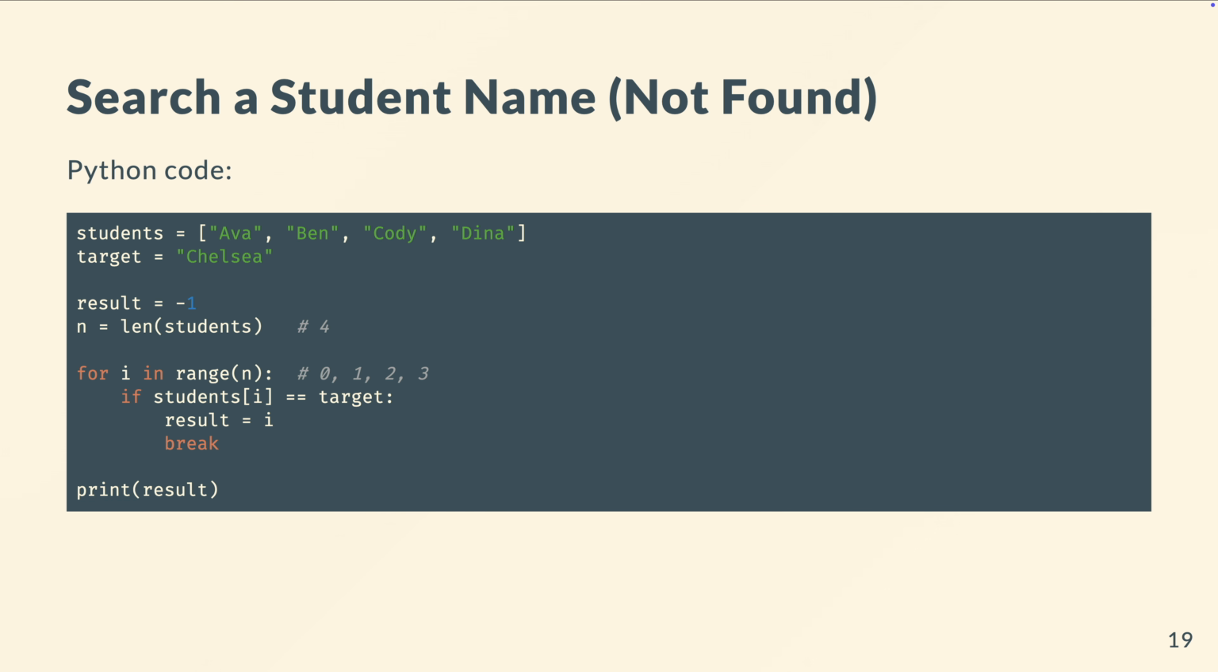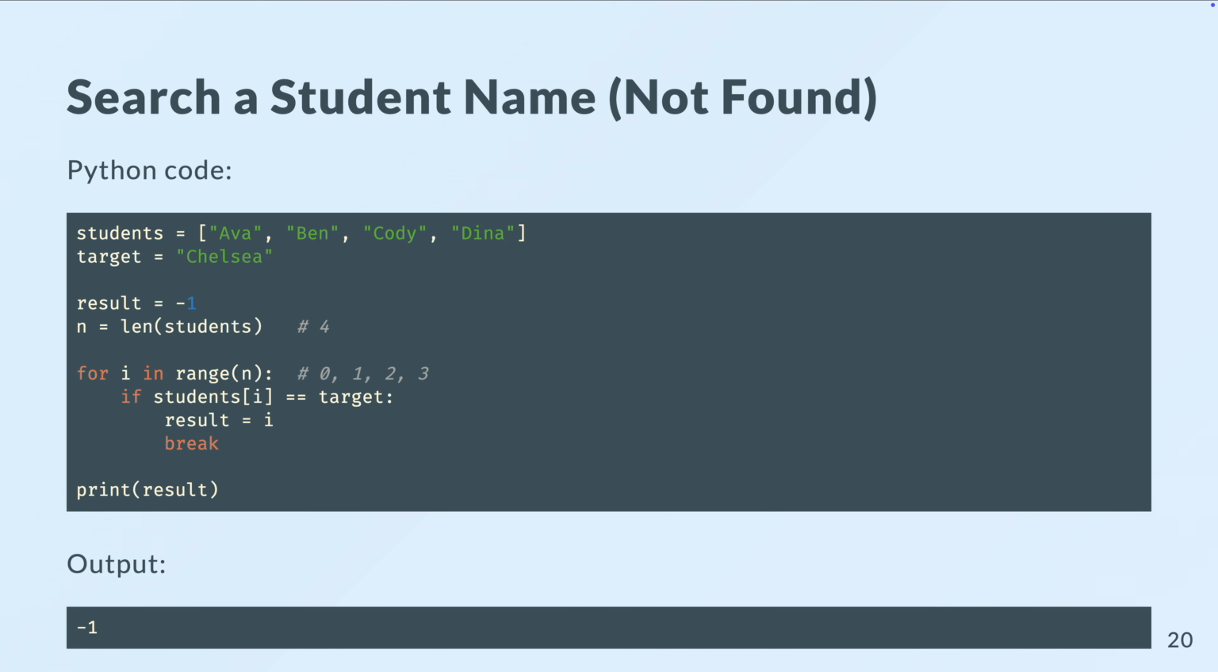Now target is Chelsea. We still start with result equals -1. The loop checks Ava, Ben, Cody, and Dina. None matches Chelsea, so result never changes. So we print -1 at the end. The output is -1. That means the target name is not in the list.